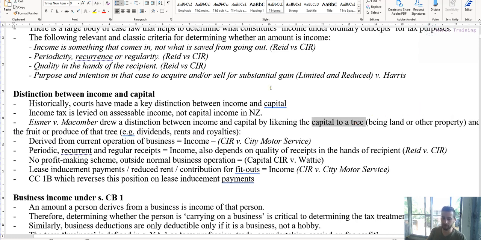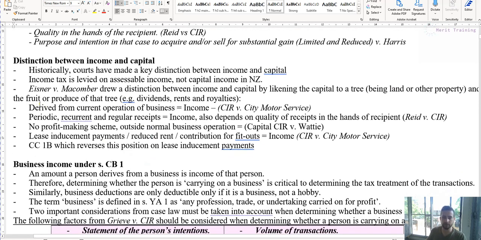So for example, you're buying a factory, that's capital, but your factory then produces Coke cans or manufactured drinks or whatever it is, widgets. The sale of those widgets and drinks would be income, right? Similar to how the tree produces the fruit. The tree itself is capital, but the fruit that the tree is producing is the income. So, for example, dividends, rents, royalties are all income, whereas the land or property would be capital.